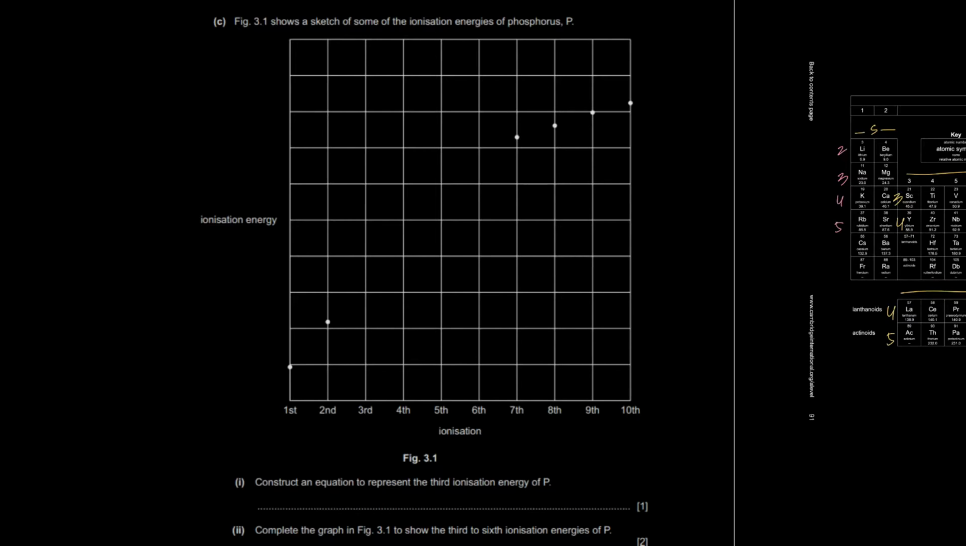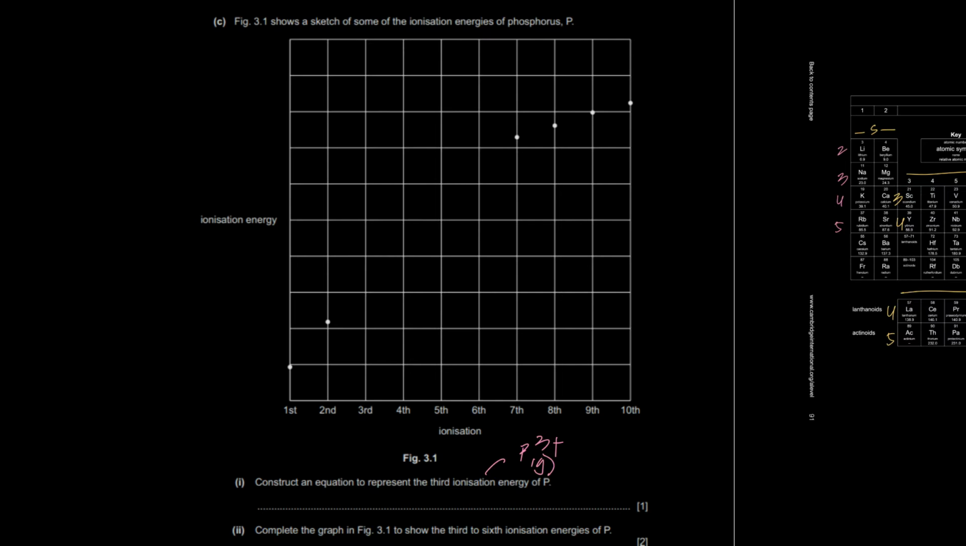Okay, this question says figure 3.1 shows a sketch of some of the ionization energies of phosphorus, and it's saying construct an equation to represent the third ionization energy of phosphorus. Now remember, third ionization energy means that you're making a P3+ ion, right?